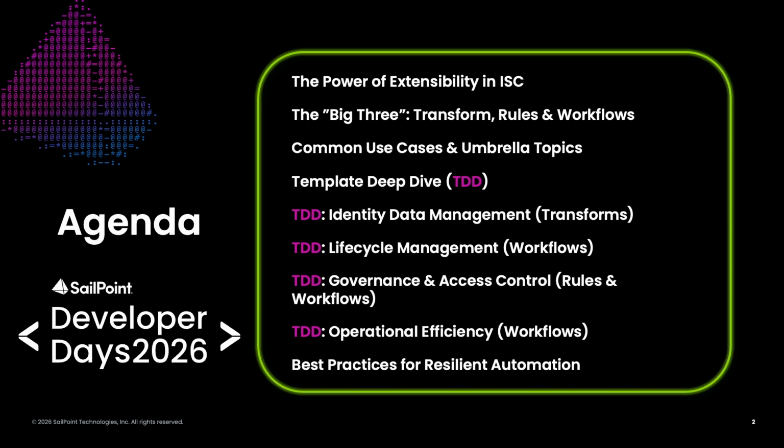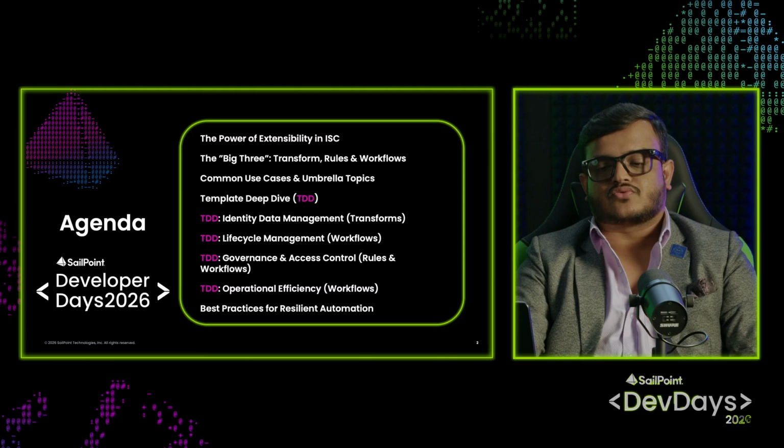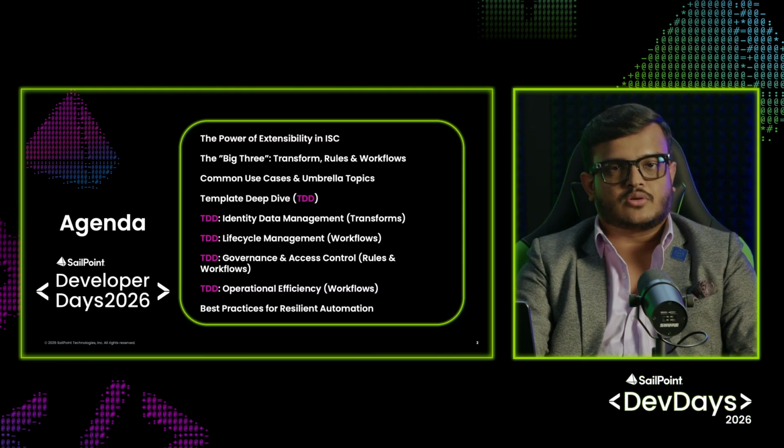The agenda for the day would be the power of extensibility. What is it? What is the problem we are solving? We'll talk about that. Then the big three: transforms, rules, and workflows, the common use cases and the umbrella topics. The deep dive covers identity management, which is your transforms; lifecycle management, which is your workflows; governance and access control, which can be rules as well as a combination with workflows; and operational efficiency with workflows. And last, best practices for your resilient automation.